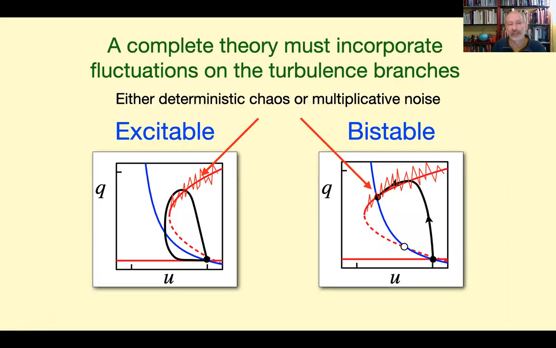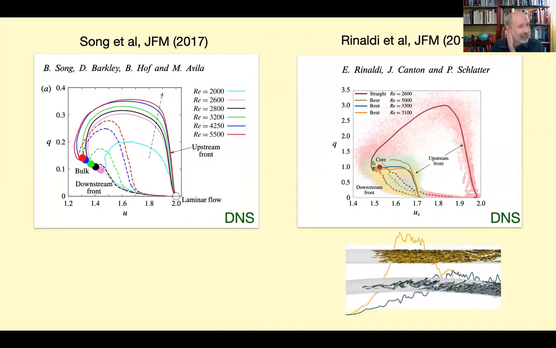So this then is what I want you to think about. I have excitable state, bistable. To have a full theory for this, you have to take into account that the turbulent branch, the turbulent state, is itself a highly fluctuating state. And you can do that either with deterministic chaos or multiplicative noise, and I won't describe that here. I'm just going to whip through a few things to give you an idea, and then I'm going to go on to the next topic.